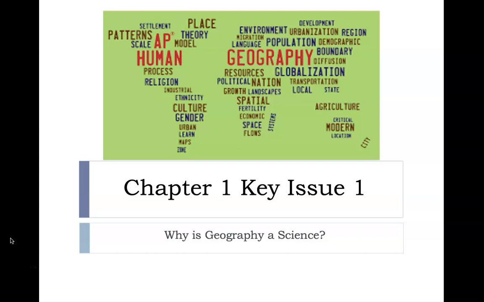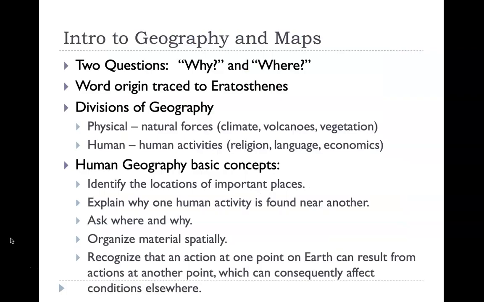Our first chapter, Key Issue 1, is: why is geography a science? So let's begin. First of all, we're going to learn a little bit about maps today. We're going to talk a little bit about some of the things that make geography, right? So two questions we ask are why and where. Sometimes we call geography the why of where, right?